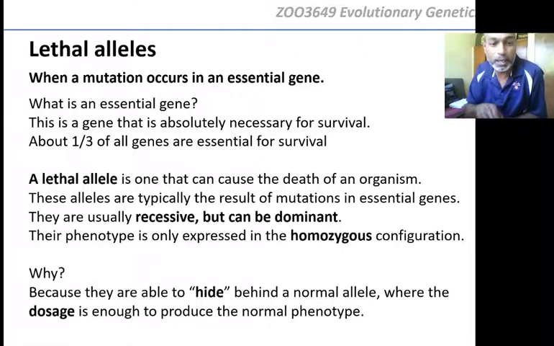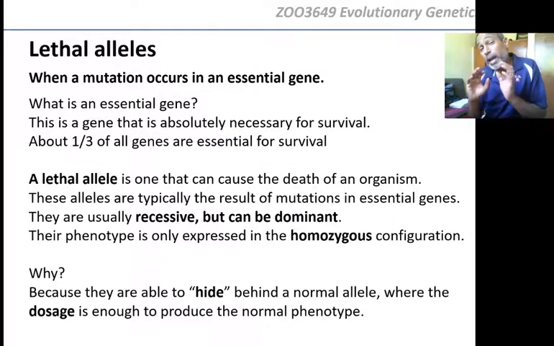Because we are heterozygotes, like this here. Because we have our normal allele, okay? And the lethal allele is hiding behind the normal allele. The normal allele is masking the lethal allele. But many of us have these lethal alleles in our genomes.